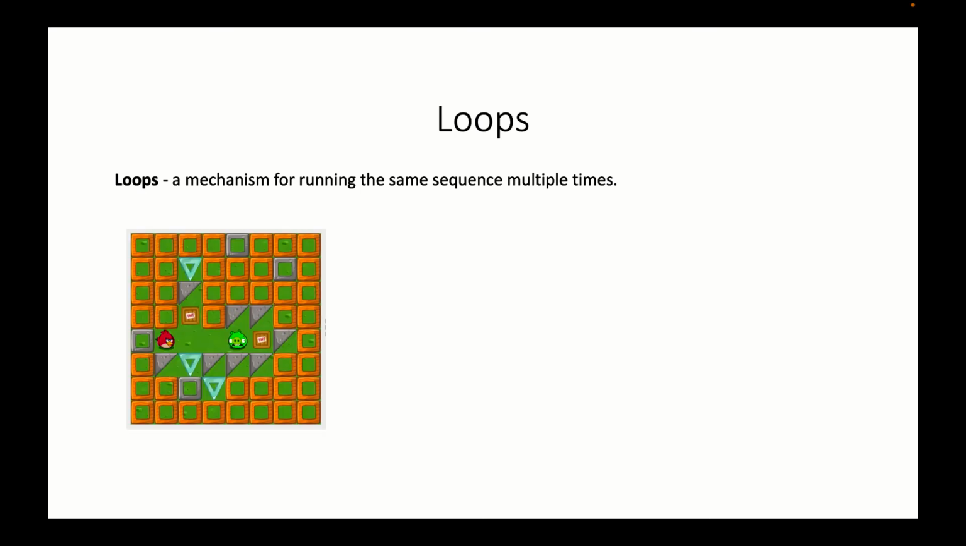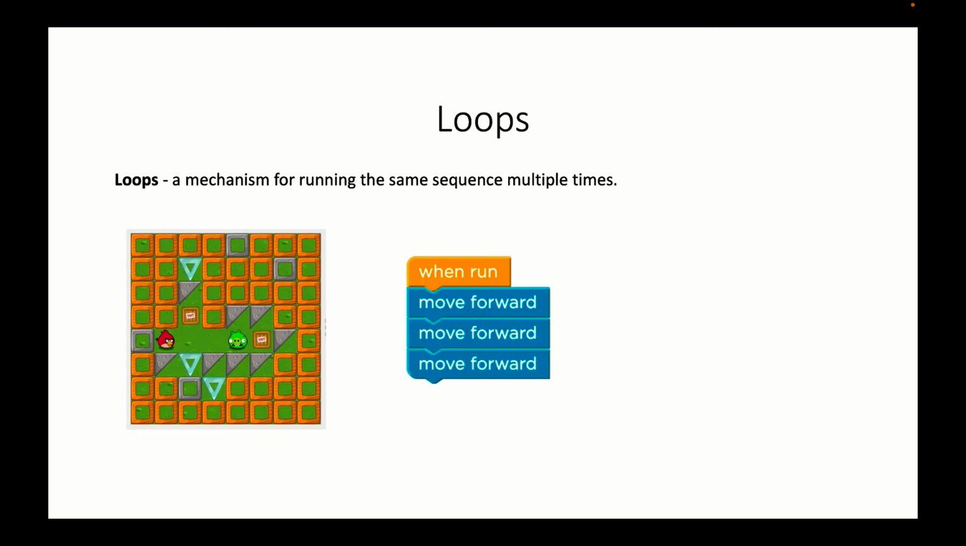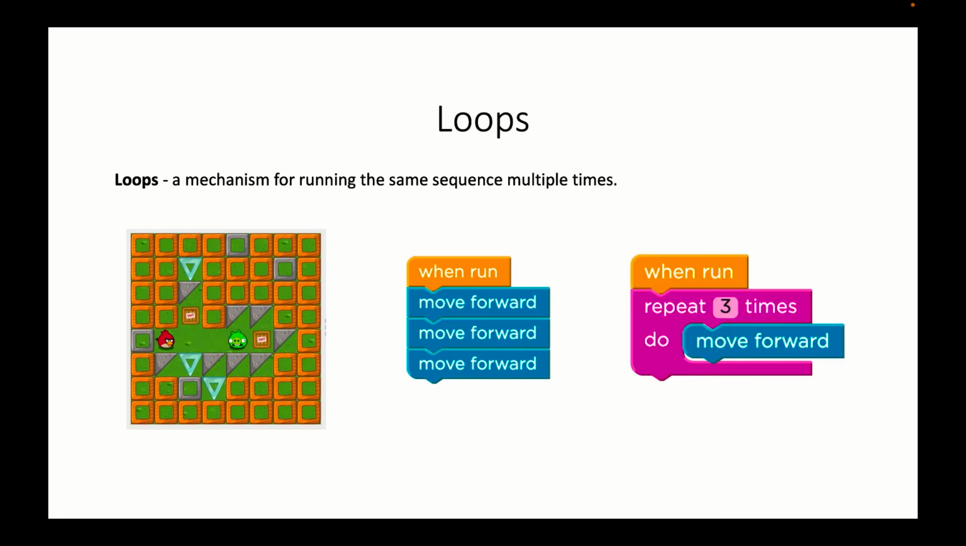The second concept is loops. Loops are a mechanism for running the same sequence multiple times. For example, if the bird wants to move to the pig, it has to go 3 steps forward. Instead of using 3 move forward blocks, we can use 1 move forward block in a loop. For loops, we need to define the number of iterations. In this case, the move forward block should be repeated 3 times.